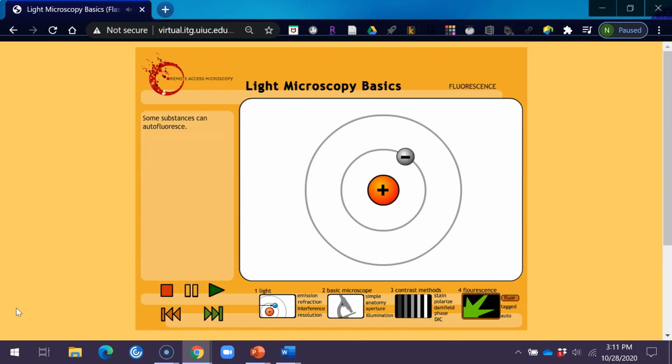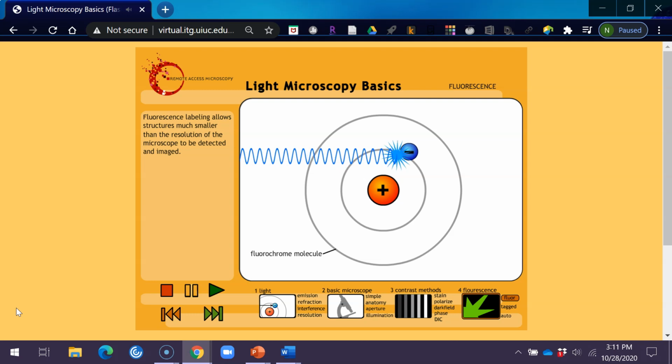The specimen can either autofluoresce or be treated with a chemical capable of fluorescing, called a fluorochrome. When a fluorochrome molecule is exposed to a particular wavelength of ultraviolet or visible light, usually in the blue or green wavelength range, its outer electrons absorb the light and become excited, jumping to a higher orbit. When the electrons return to their ground state, there is a loss in energy, resulting in the emission of a photon with a longer wavelength.